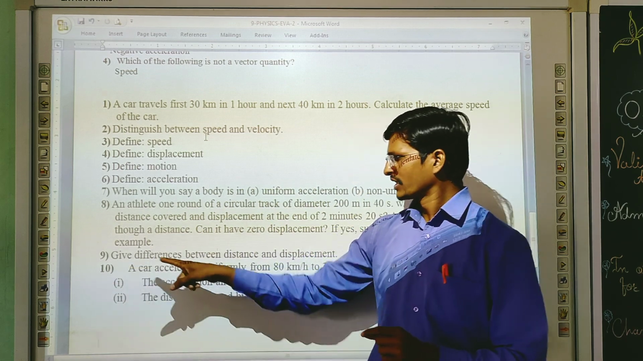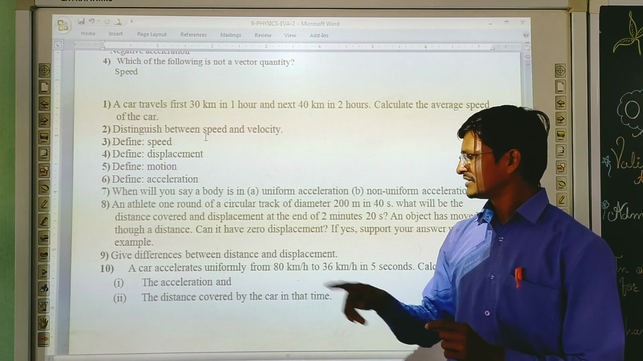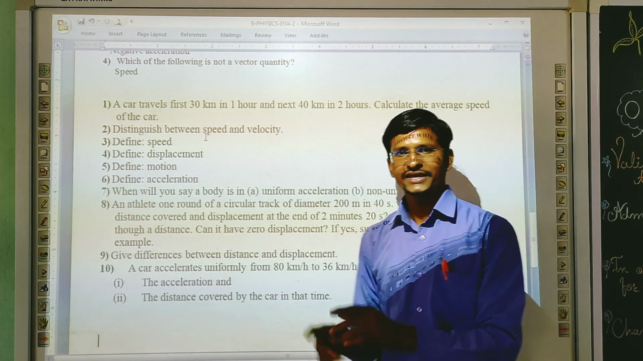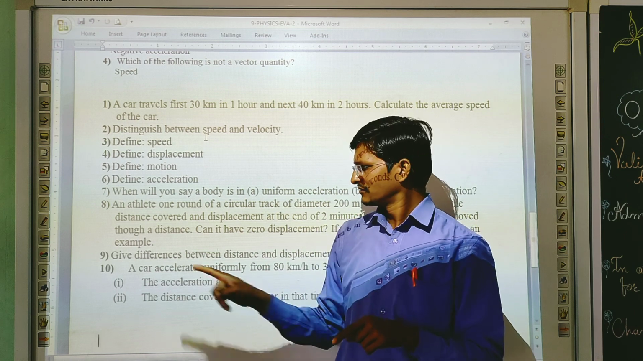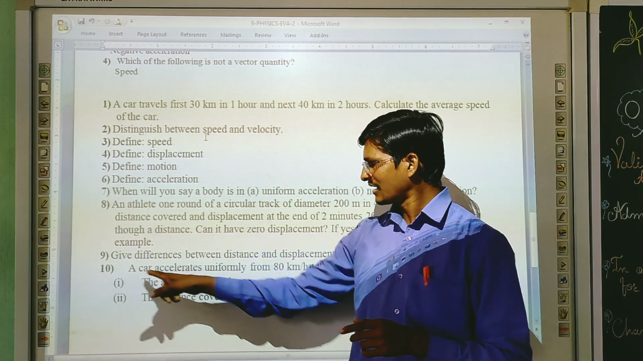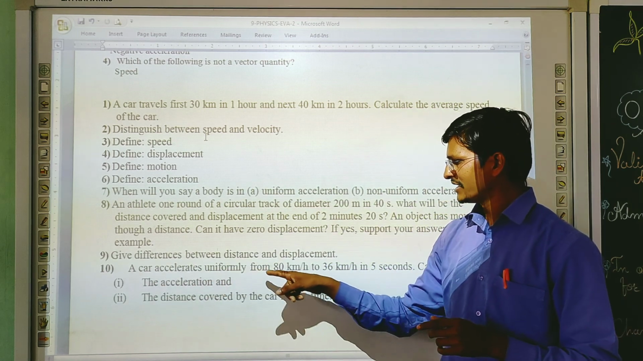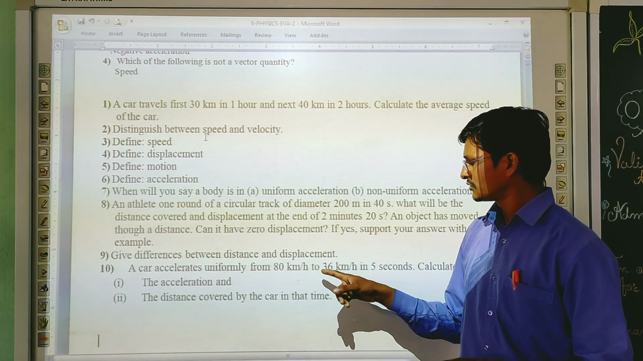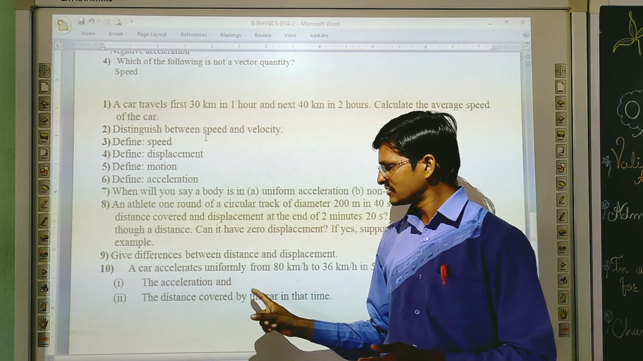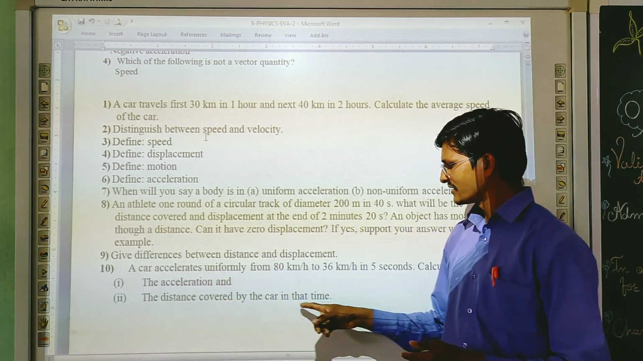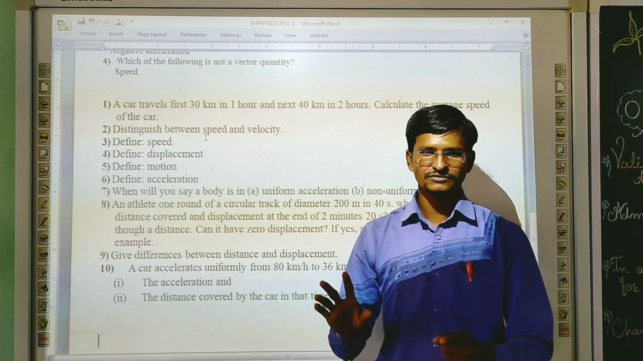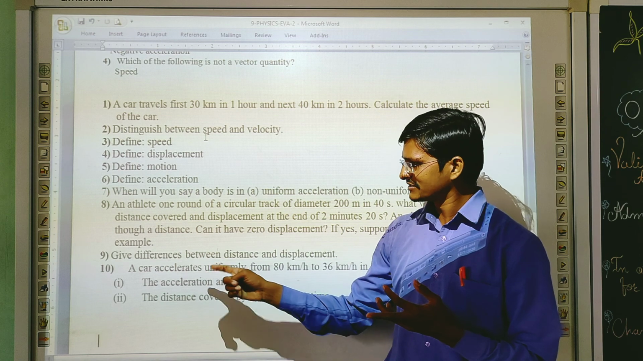Okay, next. Give the differences between distance and displacement. That is already there. The table is given. In that you will distinguish. And this question: a car accelerates uniformly from 80 km per hour to 36 km per hour in 5 seconds. Calculate the acceleration and distance covered by the car in that time. This is also there in the textbook. Choice format is there.